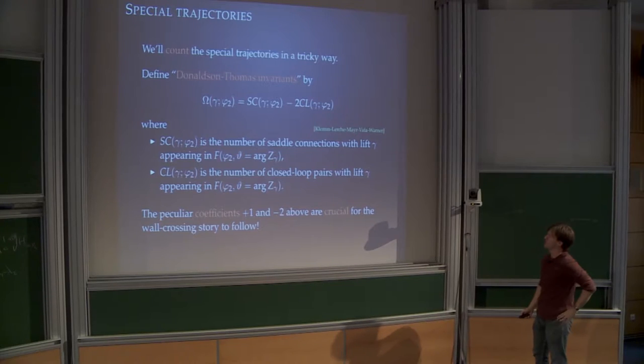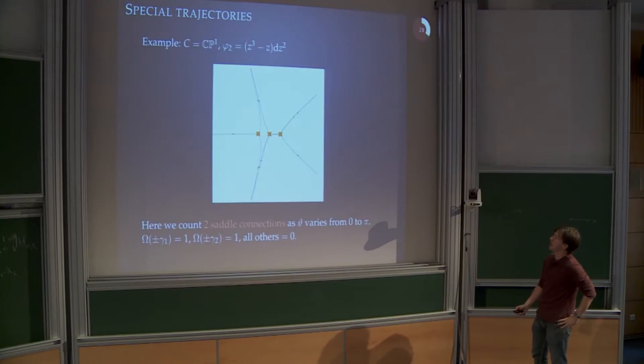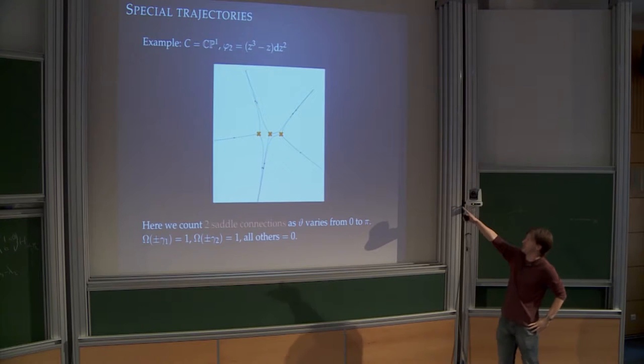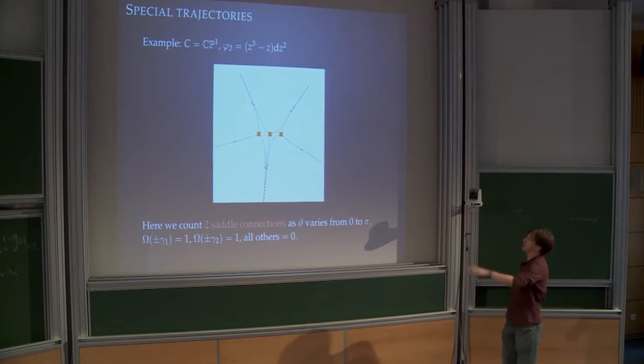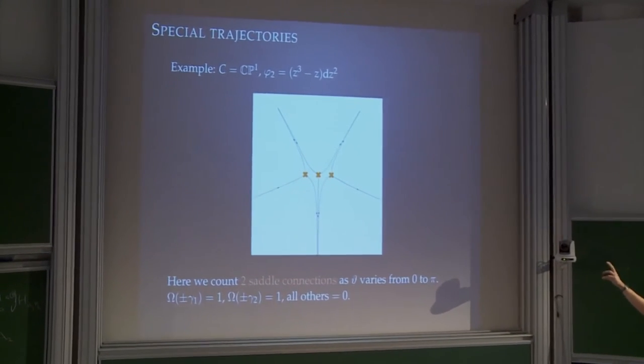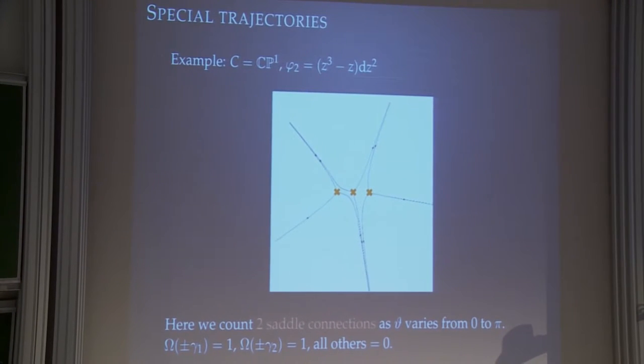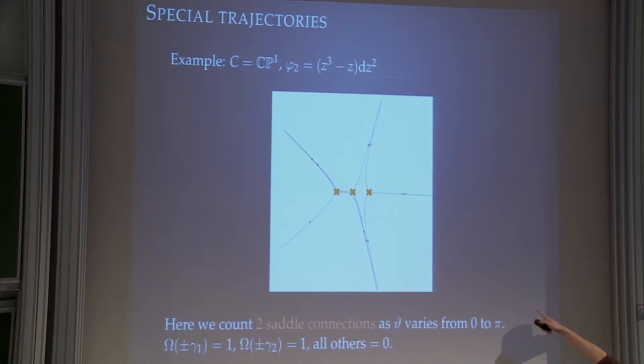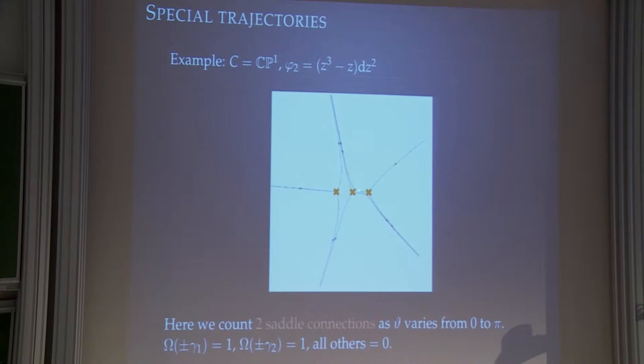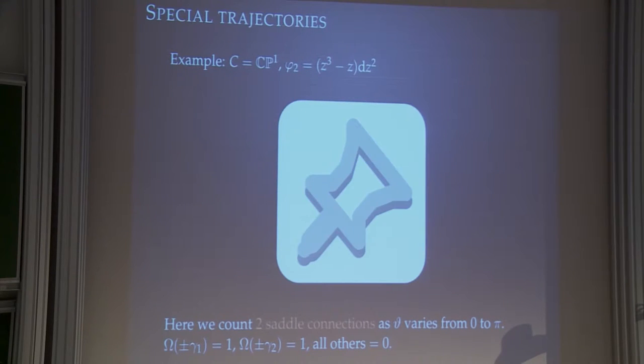So now these are our invariants, and let's see an example. Let's take again the curve to be just CP1, and now we're studying a quadratic differential with a slightly worse singularity at infinity. Before I took z squared minus 1, now I'm taking z cubed minus z. So it has 3 zeros, and here's one, bang, one saddle connection, connecting the leftmost 2 zeros. And then in a moment, we're going to see a second saddle connection appear. Bang, there's the second one.